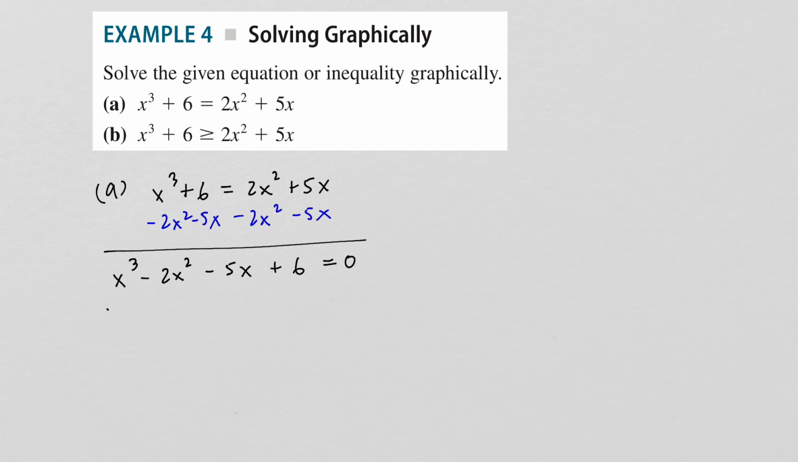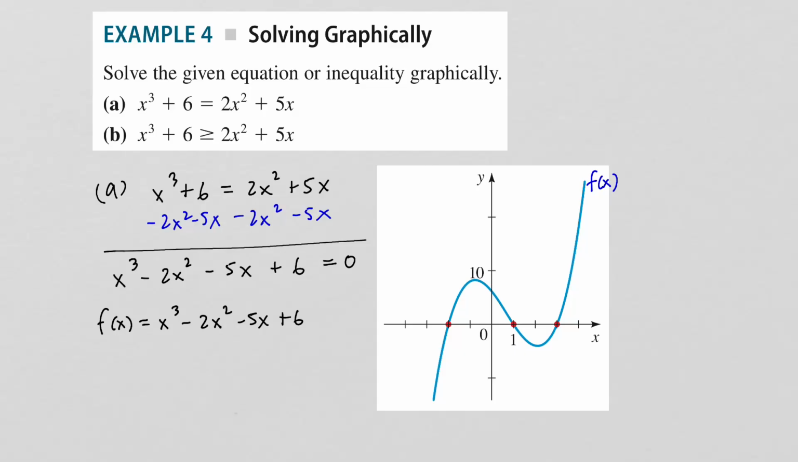So to solve this, I'm going to think of a function f of x as the function that you see here. And I'm going to graph that function. And so here is the graph of that function. Now, what we want to do is find out when this function is equal to 0. Well, if I set this function equal to 0, I'm simply looking for the x-intercepts.